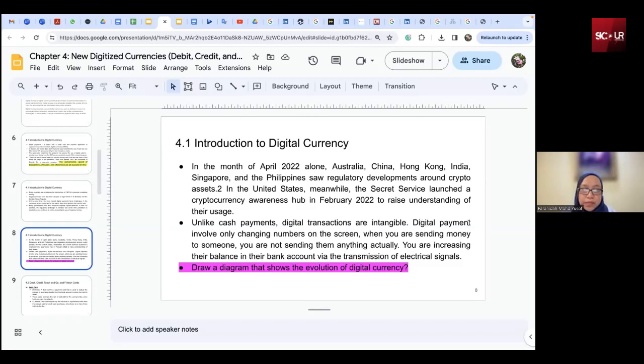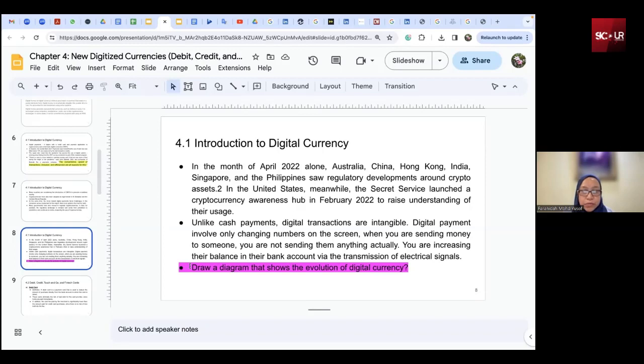So digital payment involves only changing numbers on the screen. Tak ada duit, tak ada, tapi tukar nombor je kan. When you are sending money to someone, you are not sending the actual money. You are increasing their balance in the account number and their transaction electrical signals.